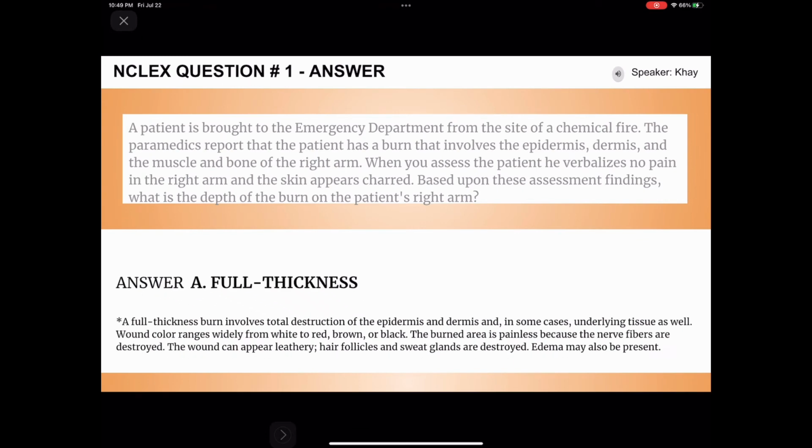And the right answer is A. Full thickness. A full thickness burn involves total destruction of the epidermis and dermis, and in some cases, underlying tissue as well.